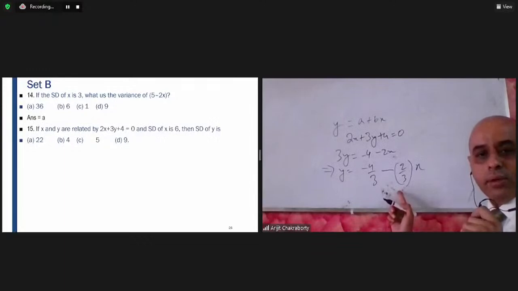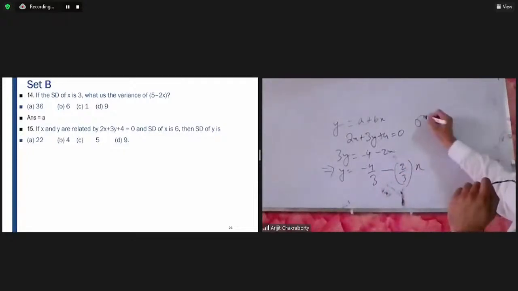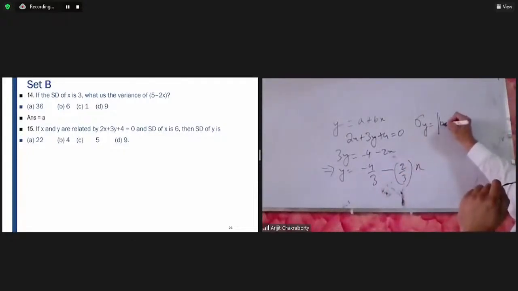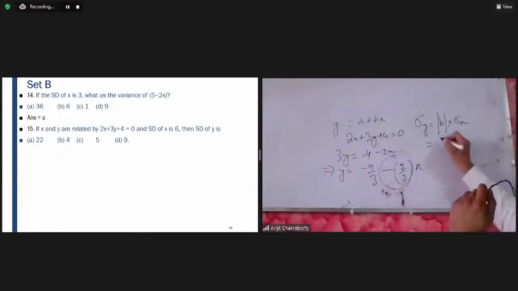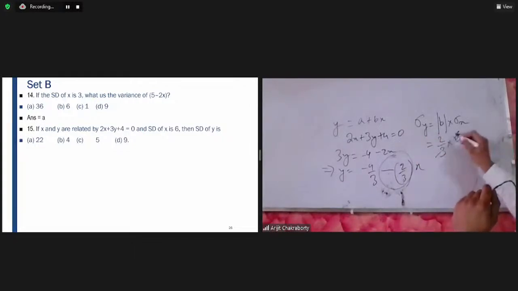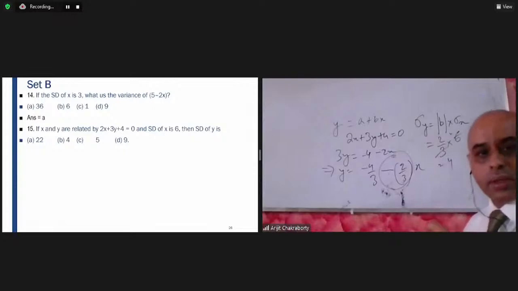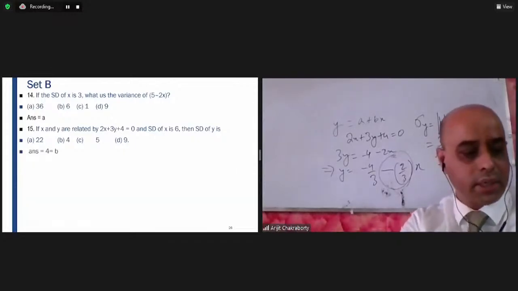We are simplifying. It is given that SD of x is 6. So SD of y, that is sigma y, is equal to mod b into sigma x. Mod b is minus 2 by 3. We will ignore this minus sign and take the positive sign. So I'll write 2 by 3 into sigma x. Sigma x is 6, so it comes to 4. Answer should be 4. Option B is the right answer.